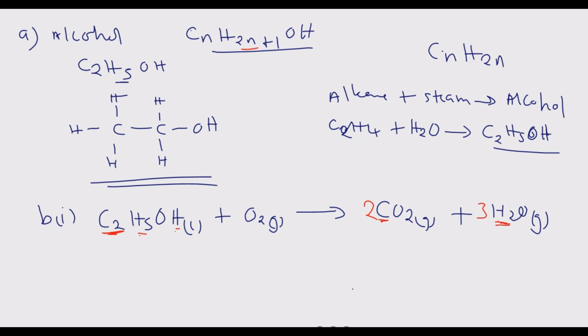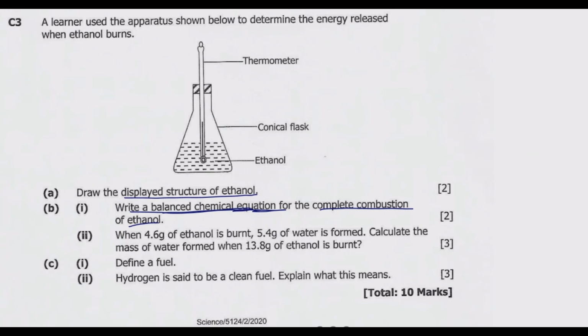Next, we look at oxygen. On one side we have 1 plus 2, which is 3. This side, we've got 2 times 2, which is 4, plus 1 multiplied by 3, so we've got 7. This side we've got 3, so how can we get to 7? If you introduce a 3 here, we have 6 plus 1, which is 7. Then this side we also have 7, and the equation is balanced. This is how the balanced equation looks. Once you do this, you are good to go and you get these 2 marks.